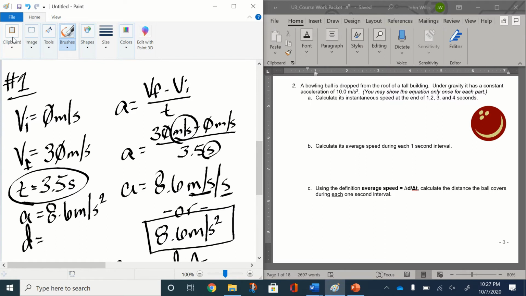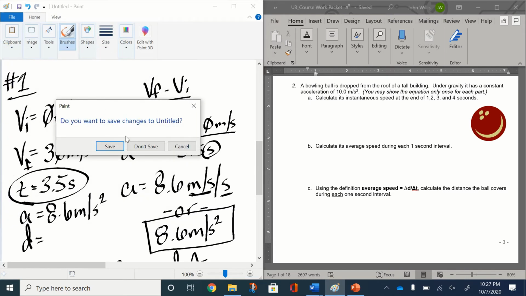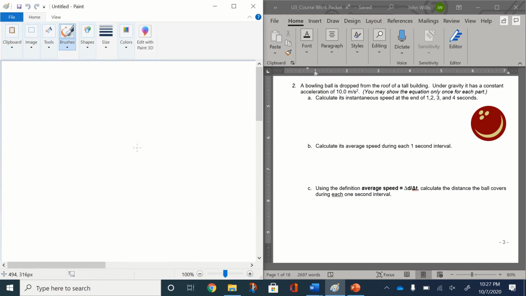Let me get a fresh clipboard. Can I do that easily? Let's find out. New. No, I don't want to save that. Okay, awesome. So, got myself a fresh little clipboard.